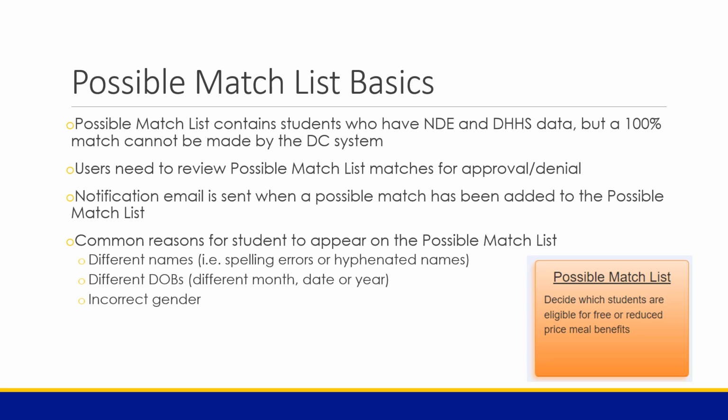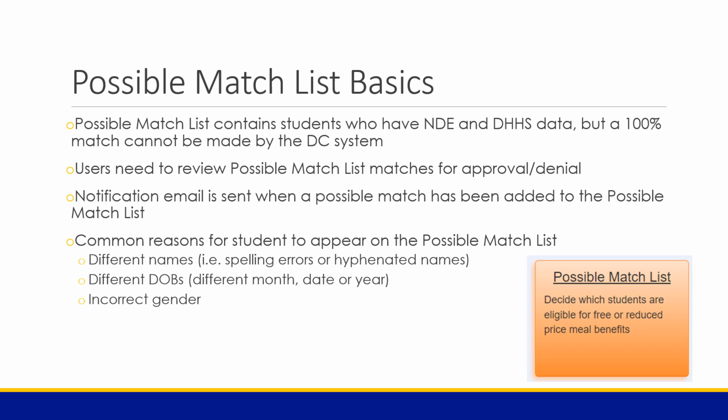The Possible Match List tab produces a list of students who have NDE and DHHS data, but for whom a 100% match cannot be made by the system because of possible slight differences in the data that is used to do the matching. Therefore, users need to review the possible match list in order to approve or deny those potential matches.